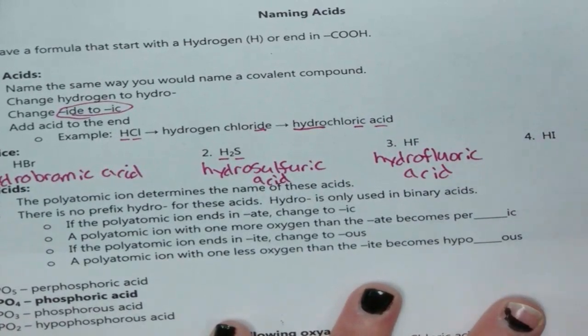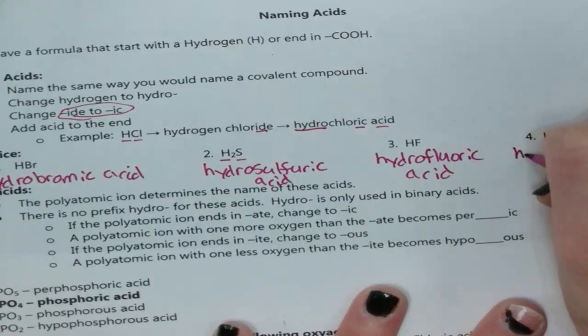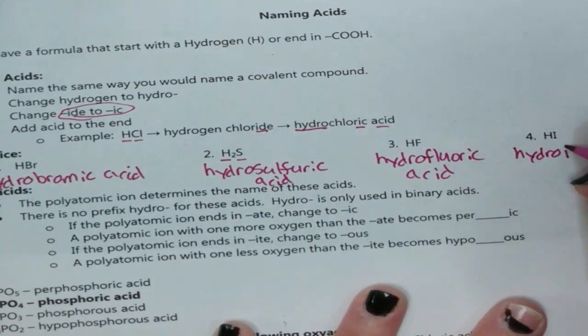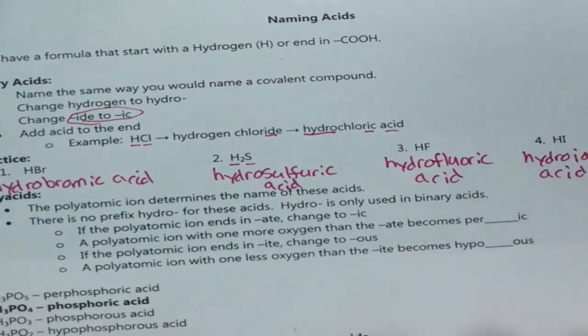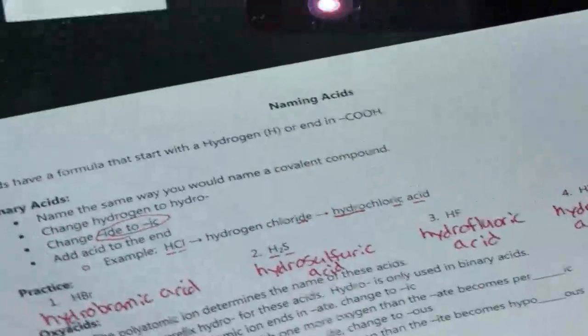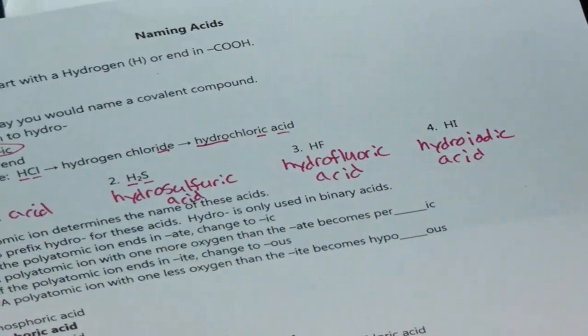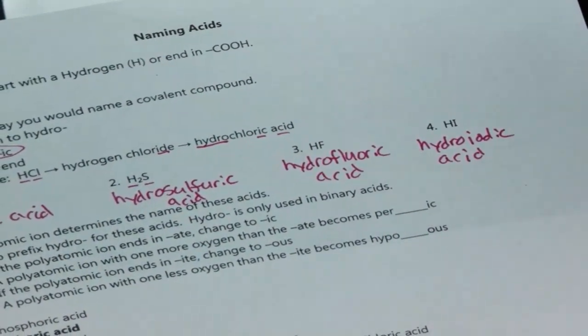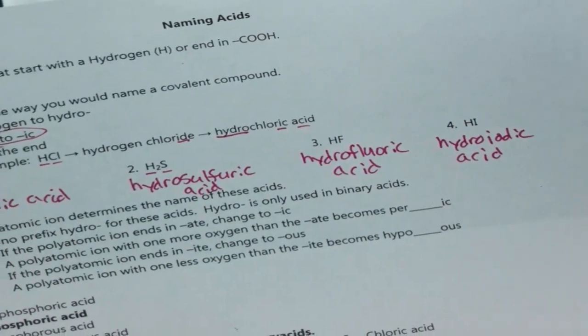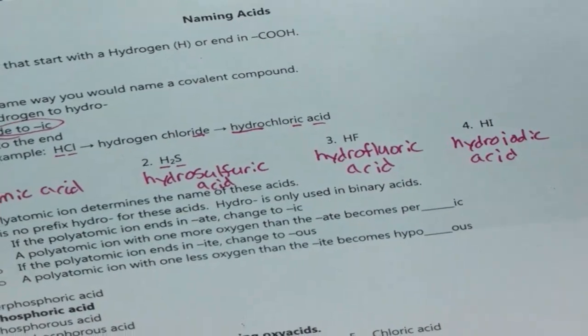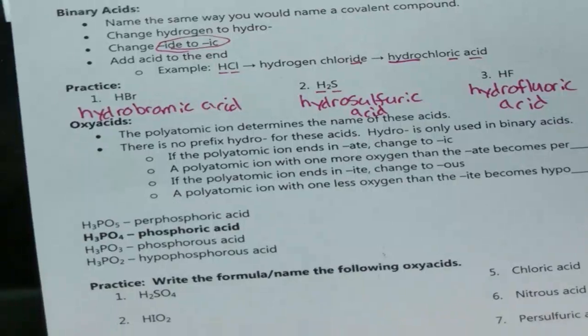And finally, HI. This would be hydroiodic acid. The iodide becomes iodic. So our binary acids, I think, are pretty straightforward. Our oxyacids are a little bit more tricky.